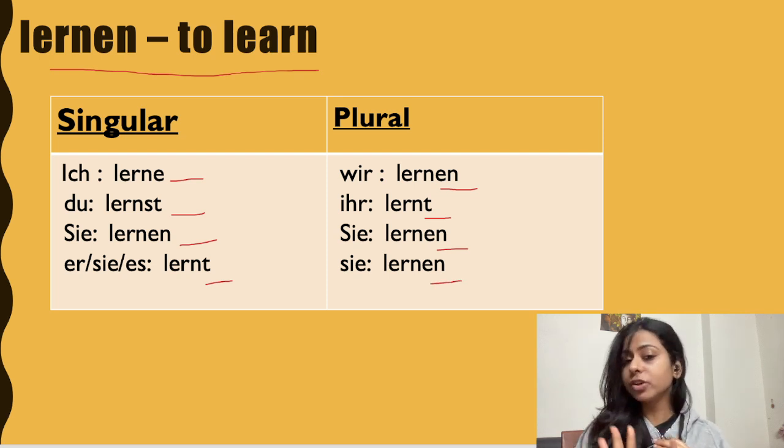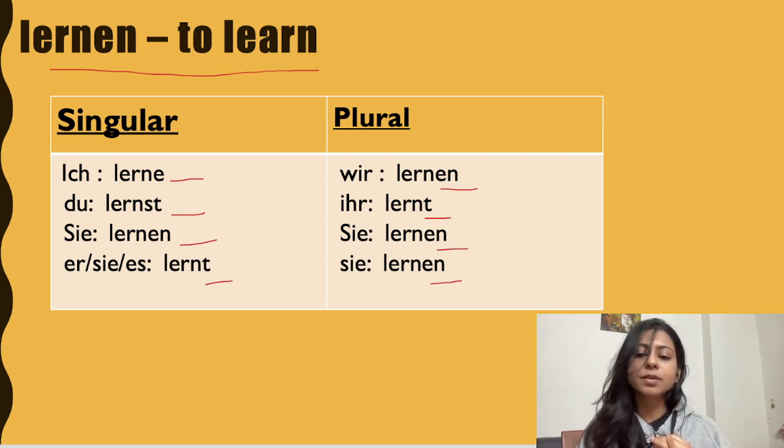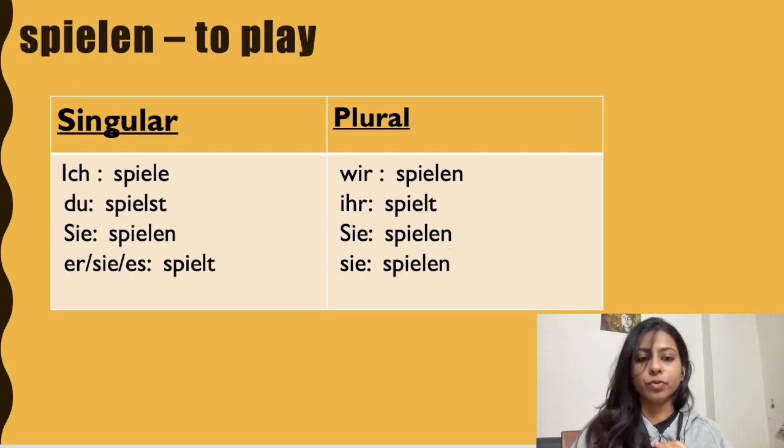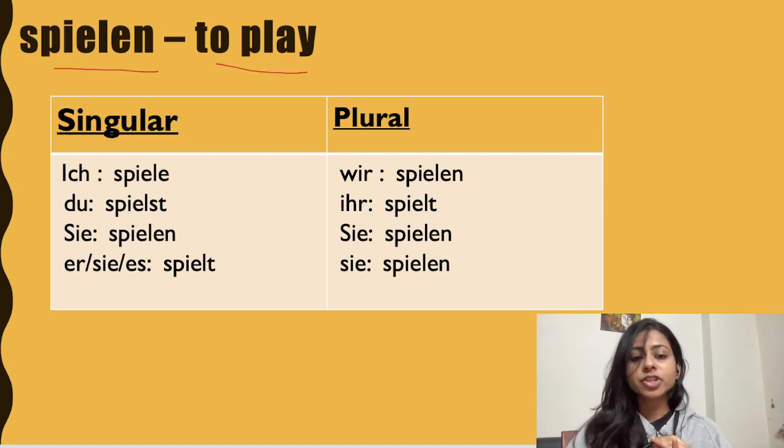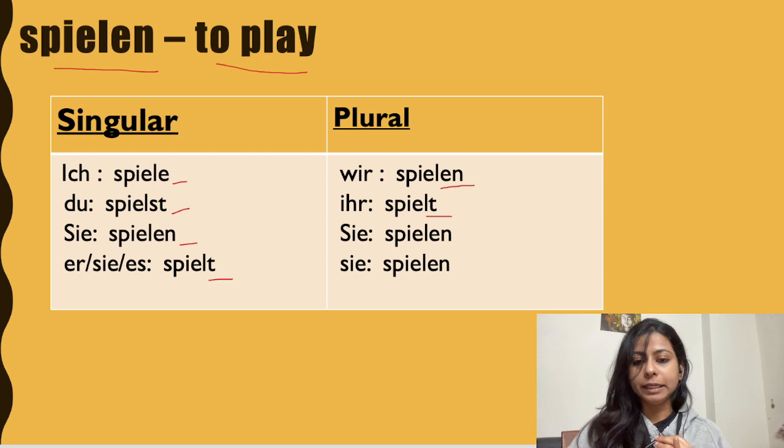So, if you just remember the endings as we saw in the previous slide, the verbs are very easy to conjugate. Now let's look at some more verbs. Spielen. Spielen means to play. Ich spiele, du spielst, er sie es spielt, wir spielen, ihr spielt, sie spielen und Sie spielen.